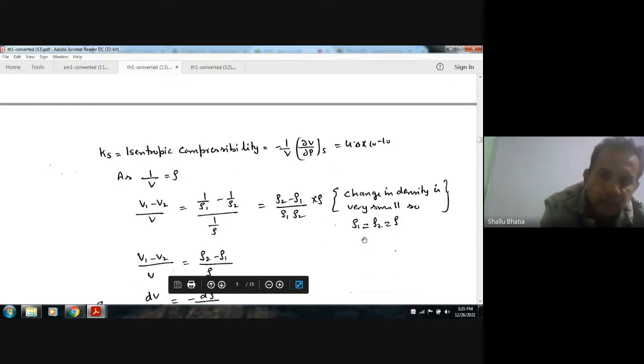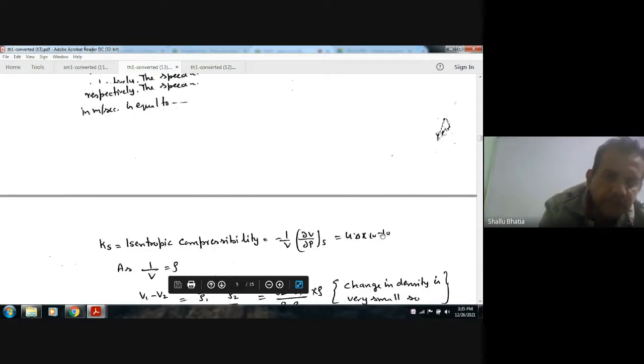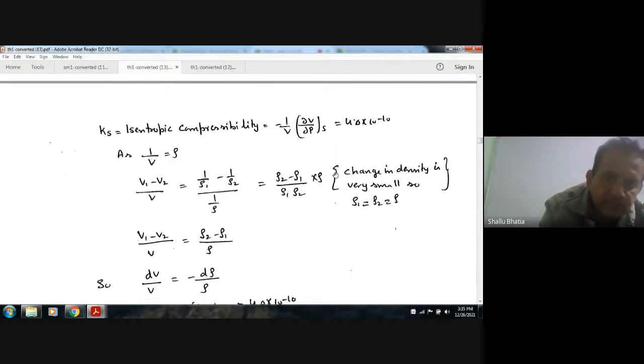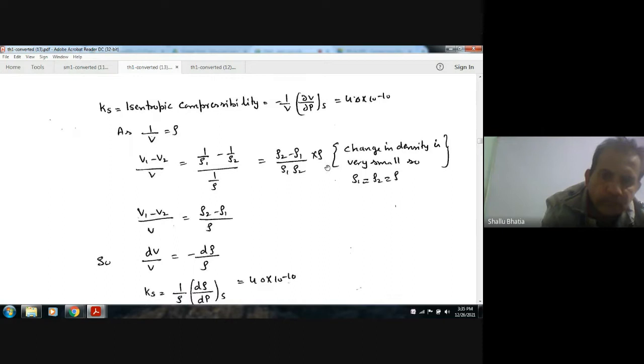Now the change in density is very small. So we can say that the product of these two quantities will be approximately rho, so we can take it as rho. We can say that (V1 minus V2) by V is equal to (rho 2 minus rho 1) by rho. So this is the relationship.